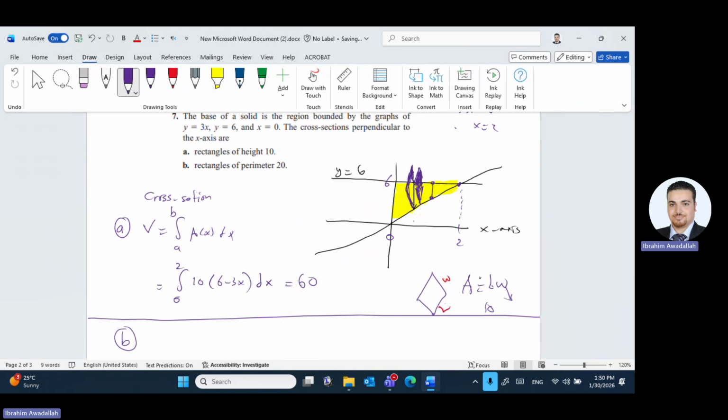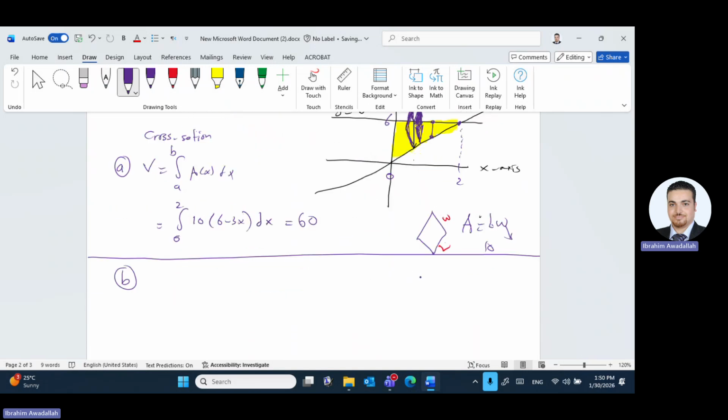B: rectangles again, but perimeter equal 20. What does this mean? It's the same graph, but here we can write, I think, 2L plus 2W equal 20. So V equal the integration from 0 to 2, the same question. So here we have something different, dx. And the answer from the book is 20. We should get it as 20.